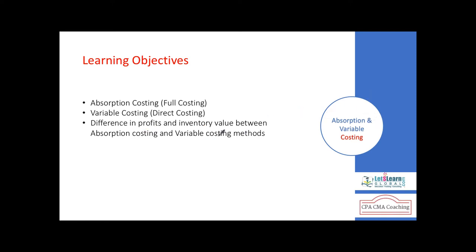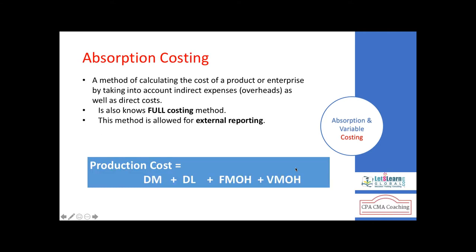Clear. But if all the 10,000 units produced are sold, you don't have any ending inventory. There is no question of the inventory moving to the next year. There is no question of using absorption costing and variable costing method. So in simple terms, when there is a closing inventory at the end of the year, we need to see the difference in profits and the inventory value, that is the difference between absorption costing and variable costing method.